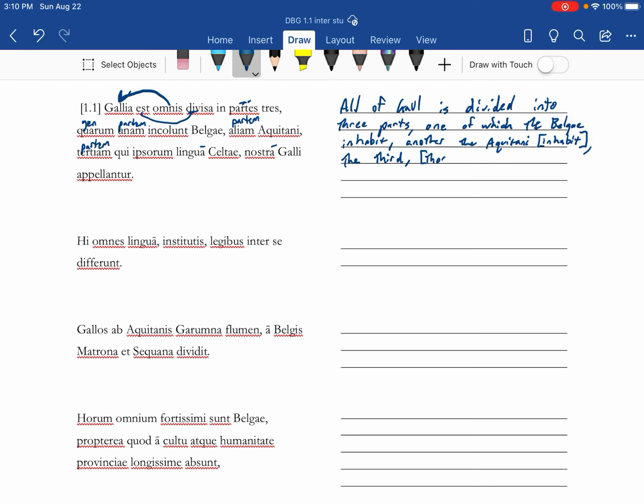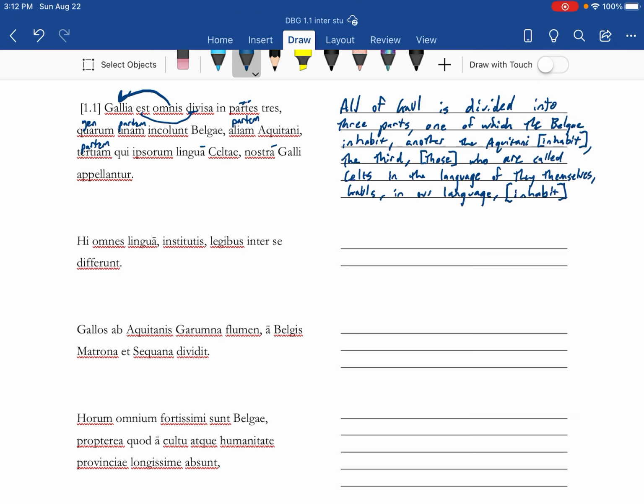So I'm gonna do this again. Those, qui, who, appellantur, are called Celtae, Celts. Lingua ipsorum, in the language of they themselves, Gauls. Nostra, in our language. And then an implied inhabit.